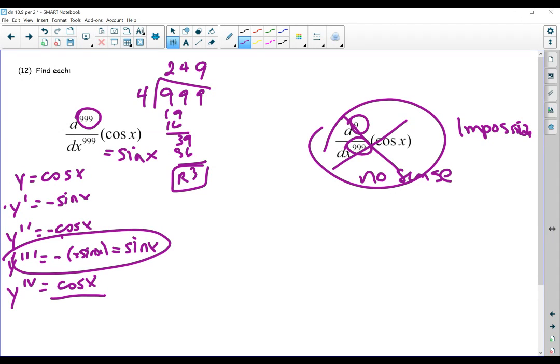And I'll have you practice one. That was a really tough one, just for fun, to kind of throw it at you, just so you can kind of see what's going on.